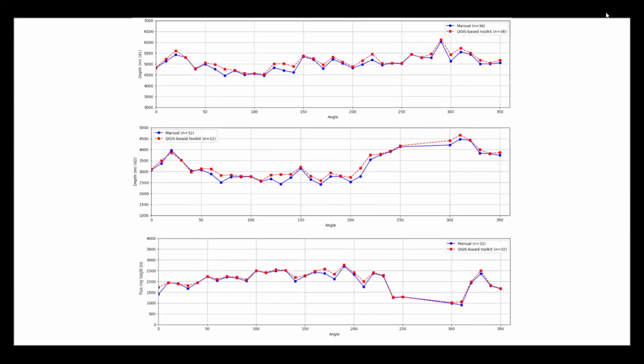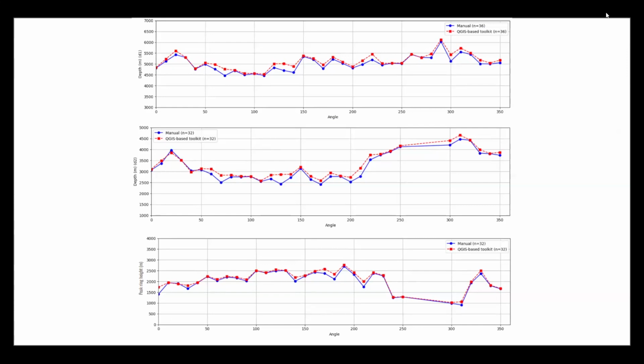And here we have the results for the peak ring basins. These are the results from Hokusai North Basin. And as I said before, the x-axis shows the angle for each topographic profile. We are using the same color scheme that we used before. Blue is the manual method, and red shows the values that the toolkit found.